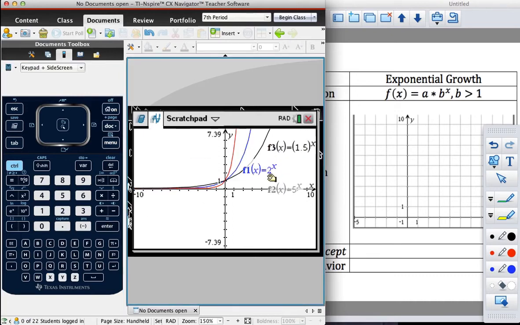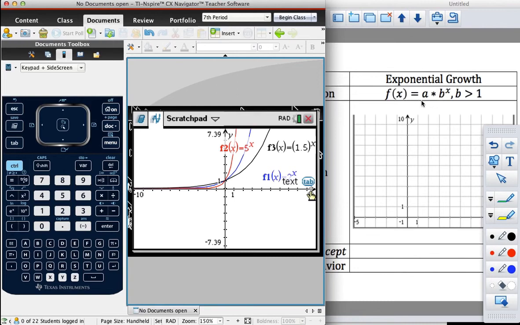So notice your equation, oops, let me move these out of the way. The base numbers, the 5, the 1.5, and the 2, just affect the curve, how sharp or how non-sharp the curve is right here. But notice they are all intersecting at 1 here.